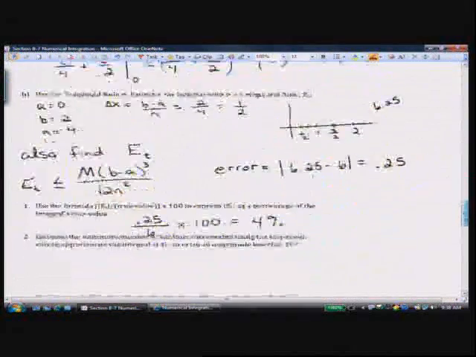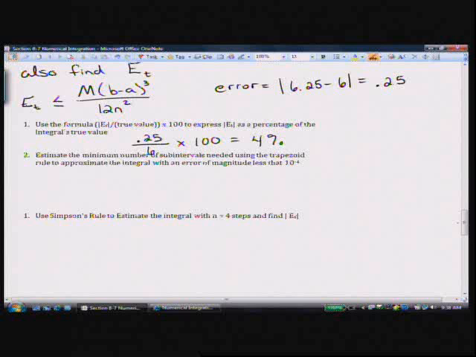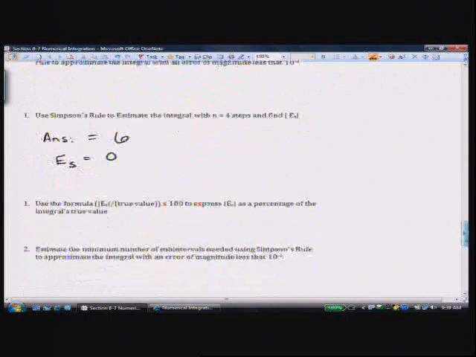So we notice that with Simpson's Rule, we got the answer equal to 6, and so E of S was equal to 0 there, right? Our E sub S, meaning error for Simpson, was actually 0 on this one.